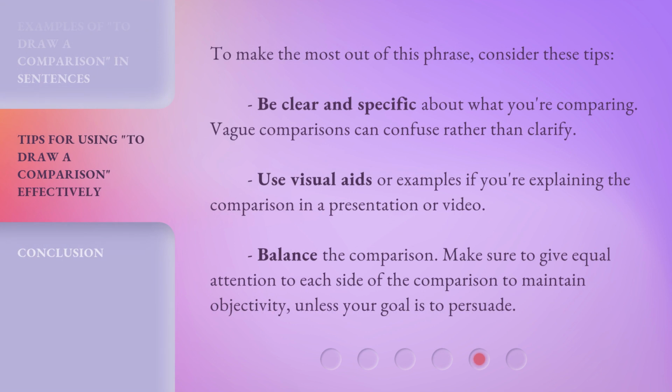To make the most out of this phrase, consider these tips. Be clear and specific about what you're comparing. Vague comparisons can confuse rather than clarify. Use visual aids or examples if you're explaining the comparison in a presentation or video. Balance the comparison. Make sure to give equal attention to each side of the comparison to maintain objectivity, unless your goal is to persuade.